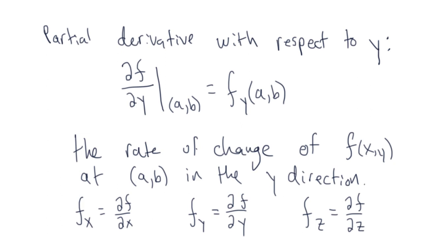And now the trick to actually finding these partial derivatives is you just treat the other variables as constants and only differentiate the function as a function of one variable, with respect to the variable that you're looking for the partial derivative with respect to.